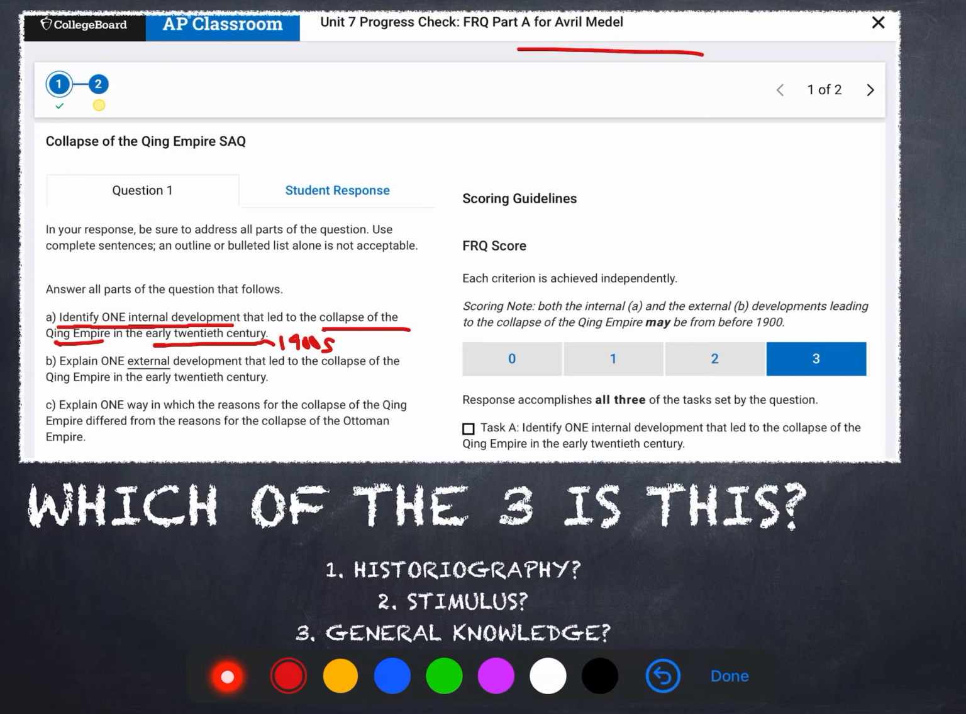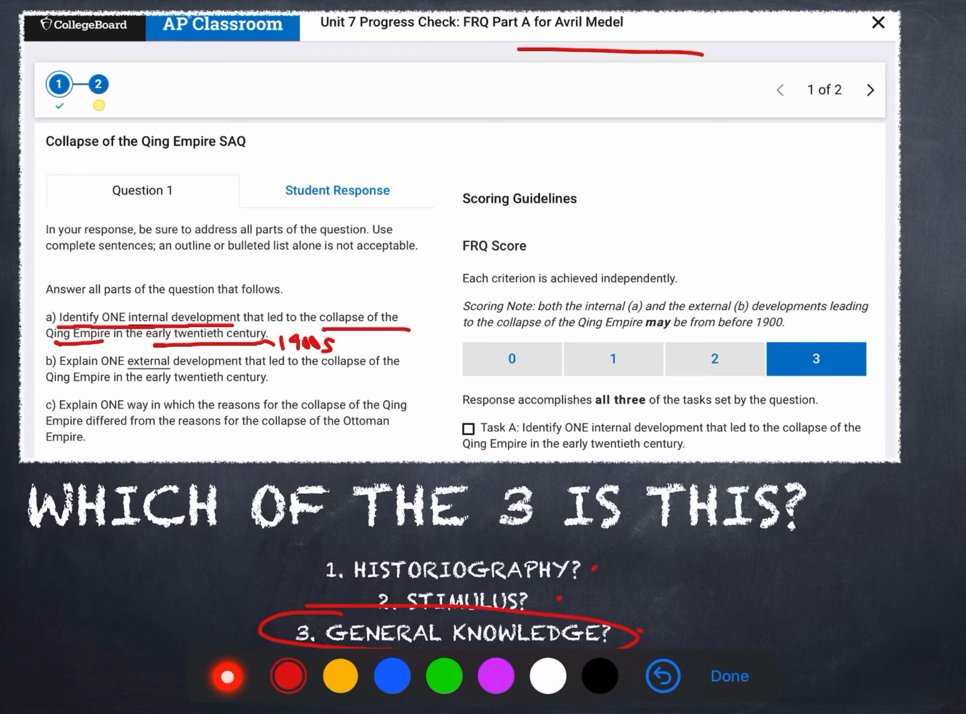I first want to ask you, which of the three is this? Is this a historiography question? Is this a stimulus question? Or is this a general knowledge question? Okay, that's a good guess. Good, great. If you said it's general knowledge, go ahead and kiss your brain.